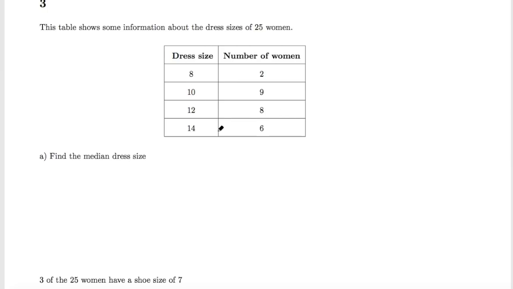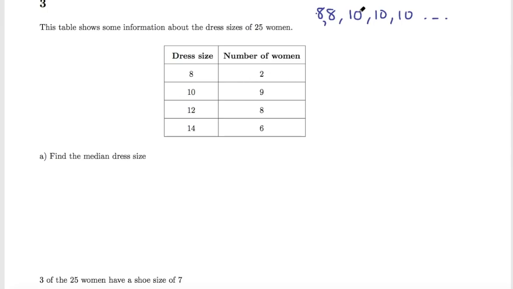And if we're looking at this table, we've got 2 women with a dress size of 8, 9 women with a dress size of 10, 8 women with a dress size of 12, and 6 women with a dress size of 14. And what these tables do, remember, is they summarize a list of numbers. So we could write all of these dress sizes out in a big list, and we'd have 2 8s, 9 10s, and 8 12s, and 6 14s, all in a big list. But what this table does is it condenses that information to make it easier to process.